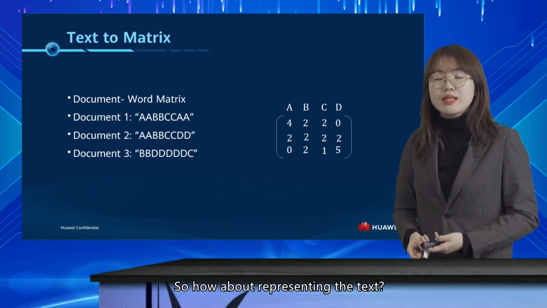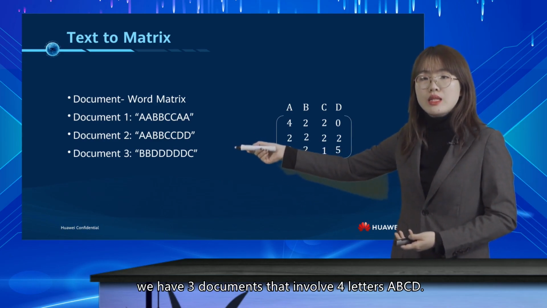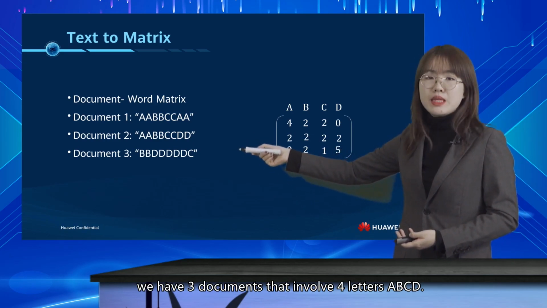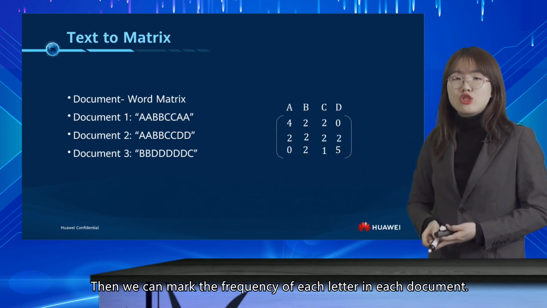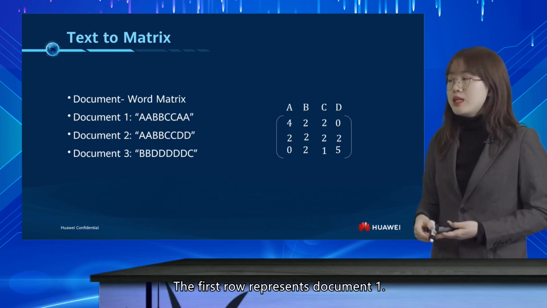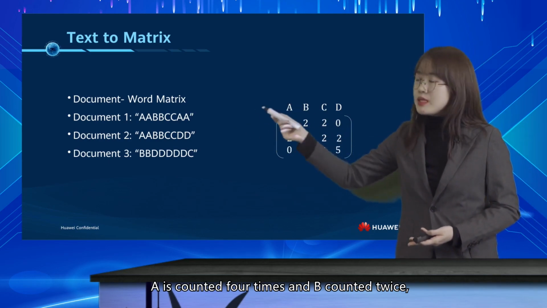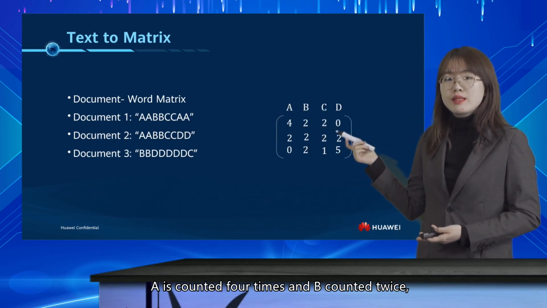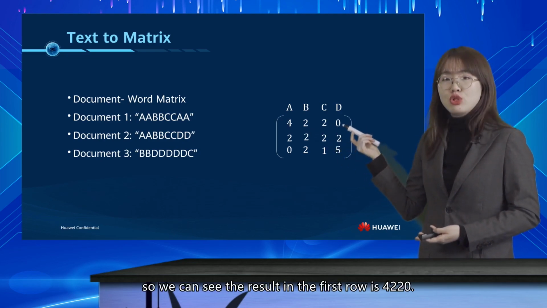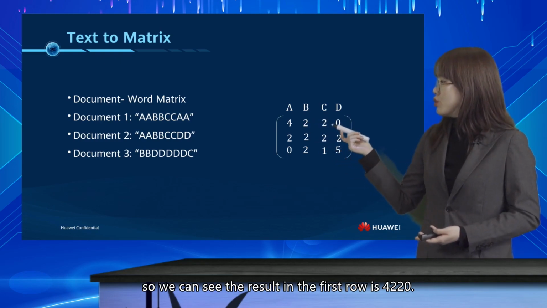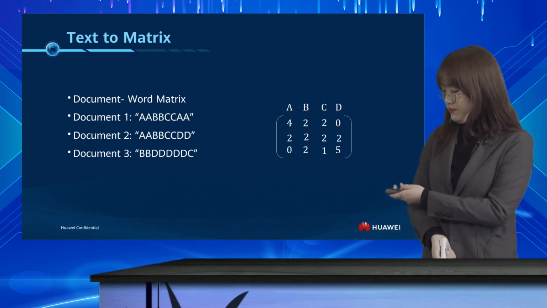So how about representing text? For example, we have 3 documents that involve 4 letters, A, B, C, D. Then we can mark the frequency of each letter in each document. The first row represents document 1. A is counted 4 times, B is counted twice, C is twice. So we can see the result in the first row is 4220, same as the other rows for the other documents.